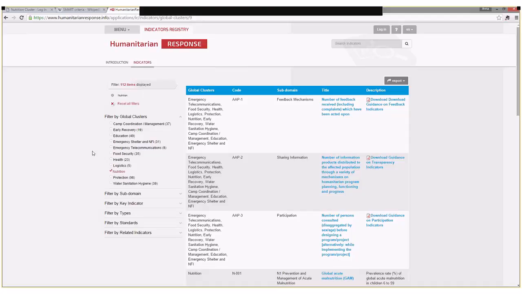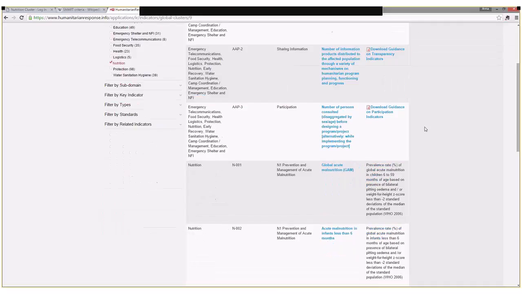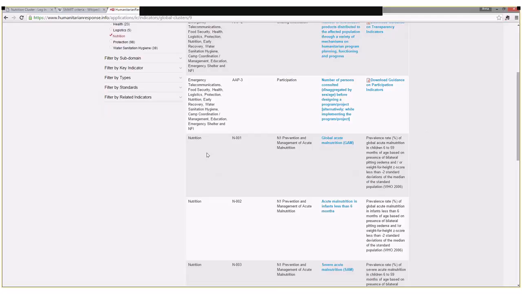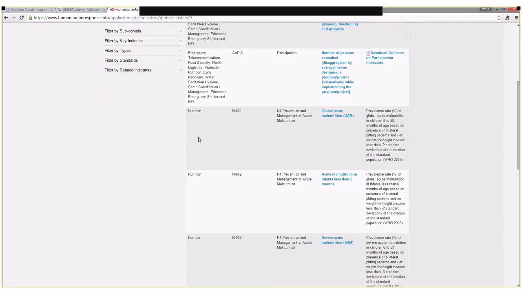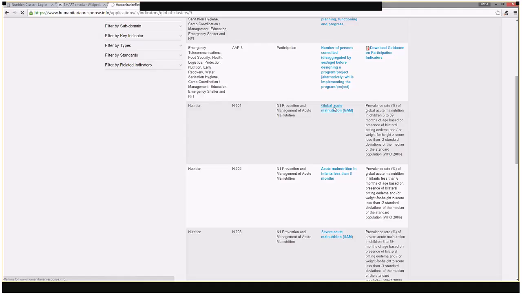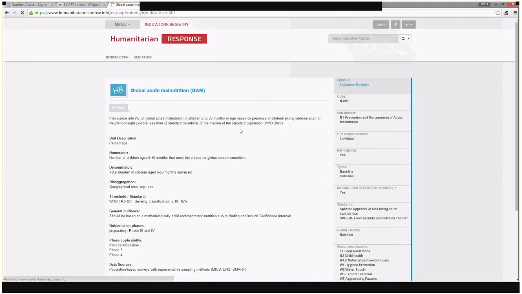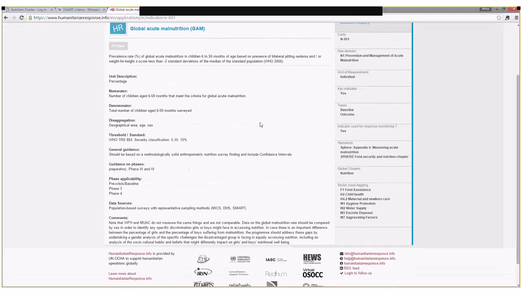Whatever filter you select, first you will always have 3 indicators on accountability to affected population that have been decided at the intercluster level and recommended for use by all the clusters for the AAP related monitoring. But then below this you will go to the indicators which I just described. You would have absolutely the same information as in the Excel file: nutrition cluster, name of indicator, subdomain, then title of indicator and description. If you click on the title of the indicator, you will get all the description of the information which I just presented to you in the Excel table.